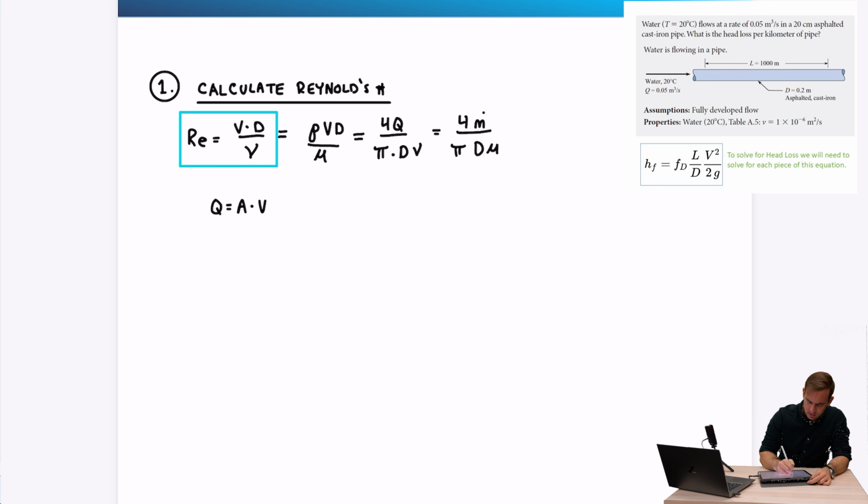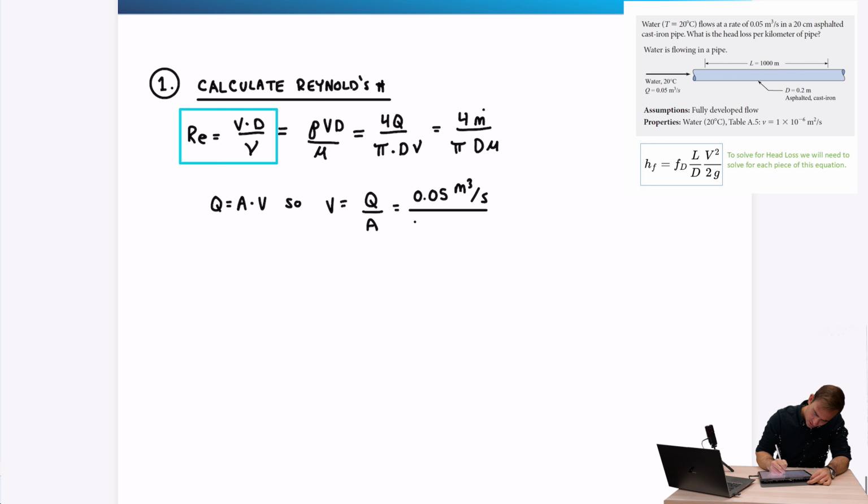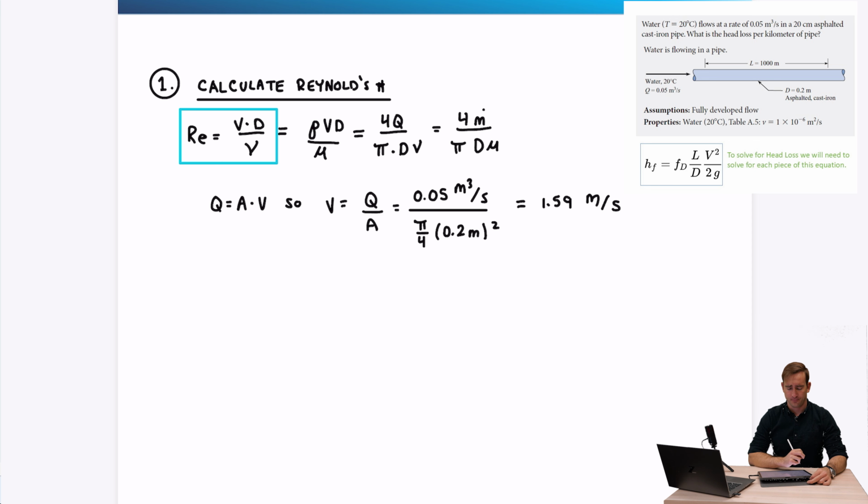So our velocity is going to be Q over A. What is our Q? Our Q is given to us in this problem as 0.05 meters cubed per second. What was our area? Our area was not given to us, but that is going to be pi over 4 times the diameter squared. We were given that the diameter is 0.2 meters. And what we get is that our velocity is equal to 1.59 meters per second.